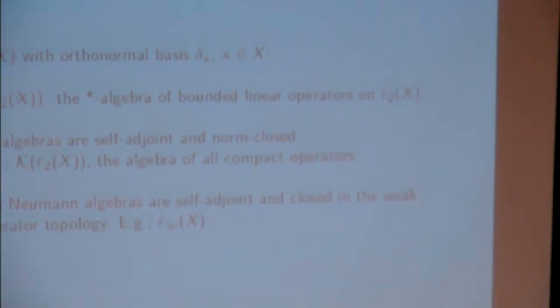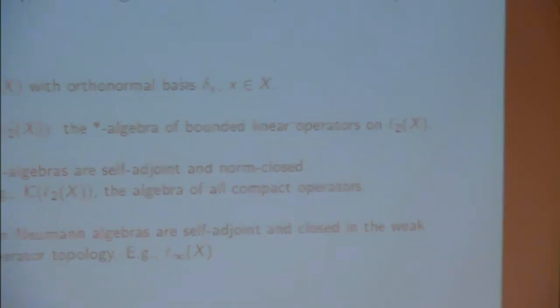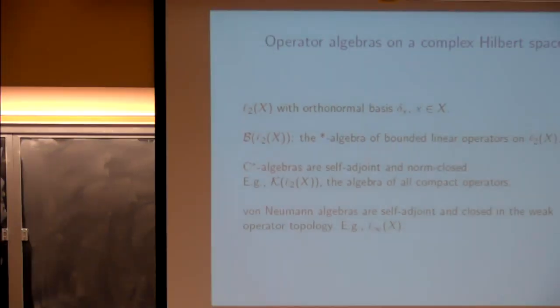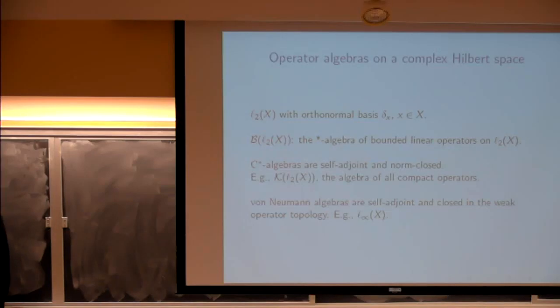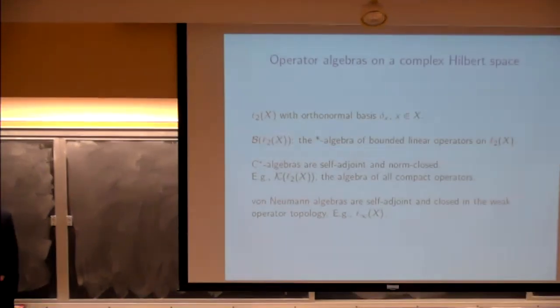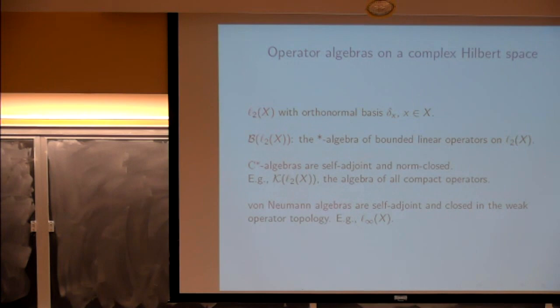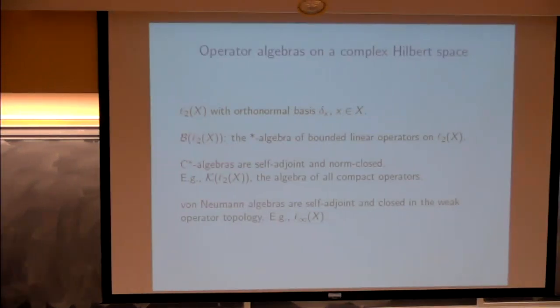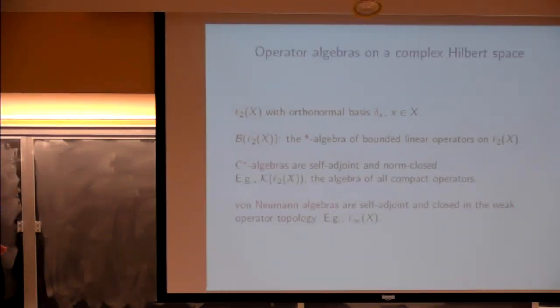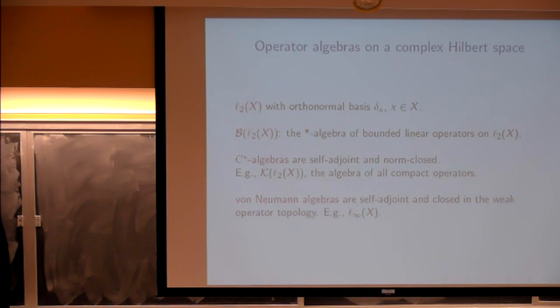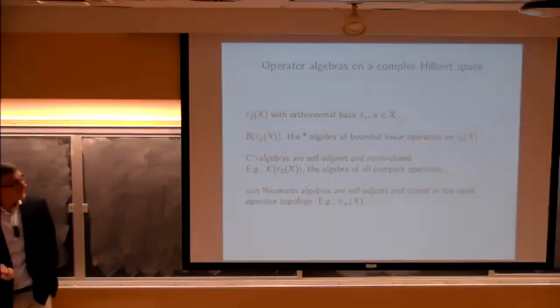Okay, now, the plan here is to try to understand coarse geometry by looking at operator algebras. So let me just quickly go over definitions. We have a complex Hilbert space. All Hilbert spaces are complex because I want my spectral theorem. Also, all operator algebras are going to be self-adjoint. So for any operator, the adjoint of that operator is also in the algebra.